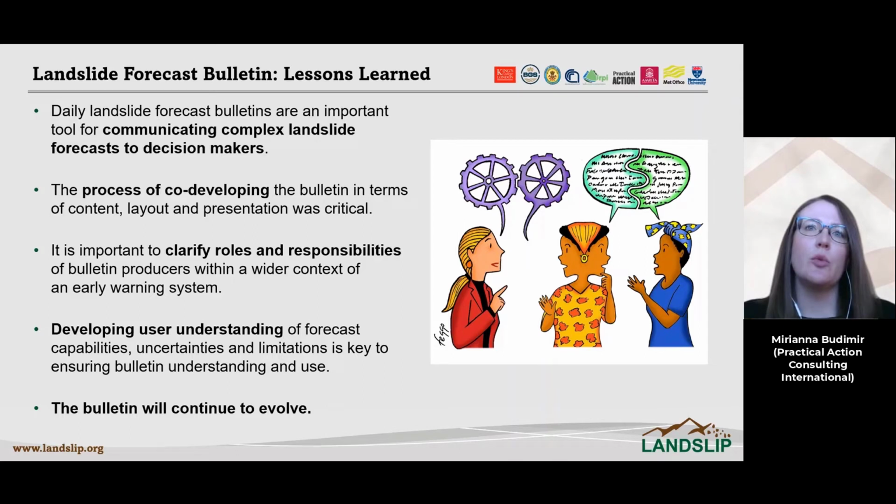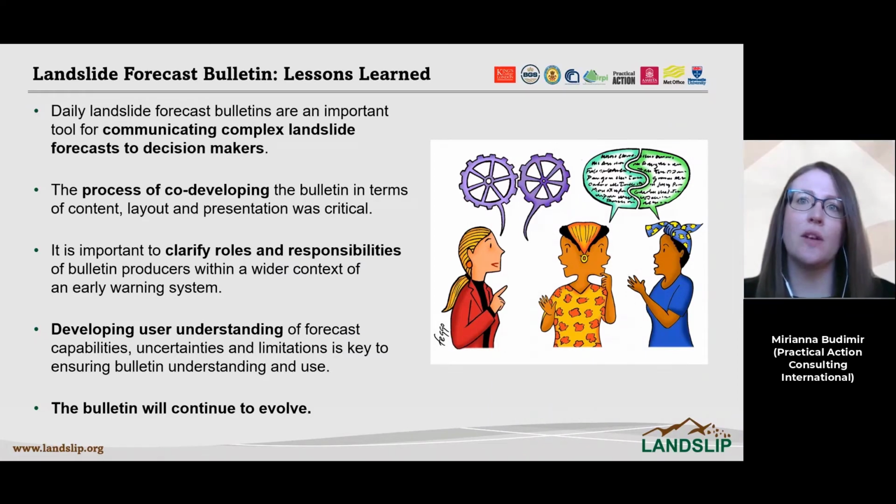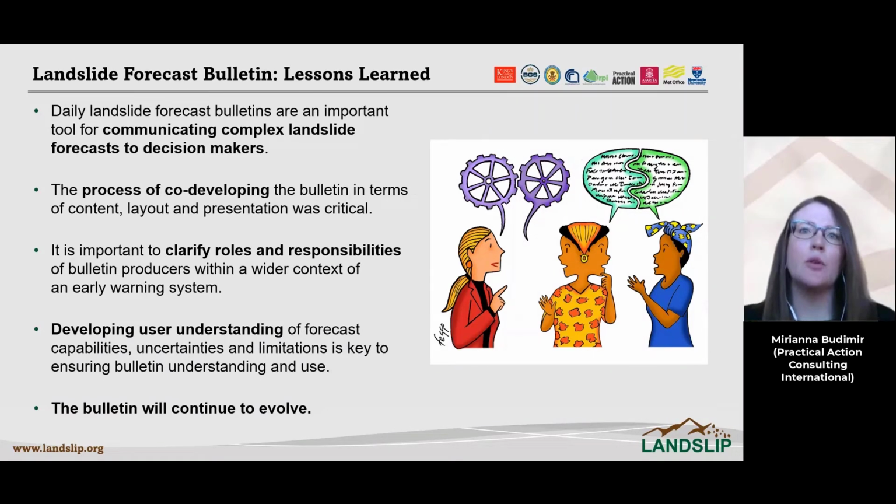It's also important to clarify the roles and responsibilities of bulletin producers within a wider context of an early warning system, with one main custodian and producer of the daily landslide forecast bulletin for consistent and clear messaging. We found it's important to develop user understanding of forecast capabilities, uncertainties and limitations to ensure the bulletin was understood and used. We engaged in a lot of awareness raising activities, workshops and developed education materials that really helped to manage expectations of what the bulletin can and cannot say, but also enabled conversations around future improvements.